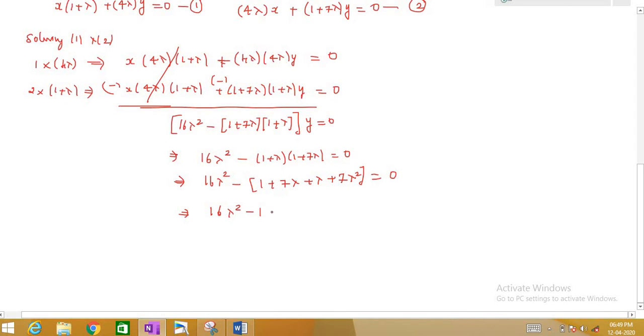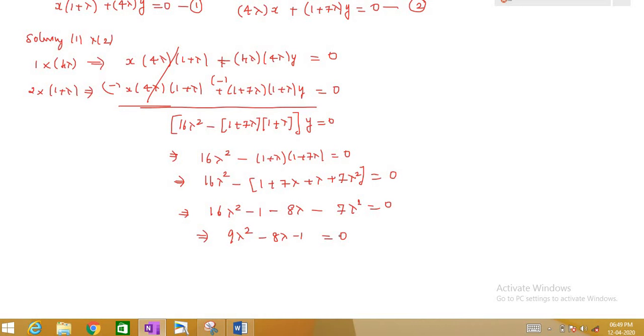Yeah. So this will be minus 8 lambda minus 7 lambda square is equal to 0. If I add the like terms, 16 minus 7 lambda square is nothing but 9 lambda square. So 9 lambda square minus 8 lambda minus 1 equal to 0. So we need to solve this quadratic equation to find the value of lambda now. You can do this very easily. I'll do it very fast.